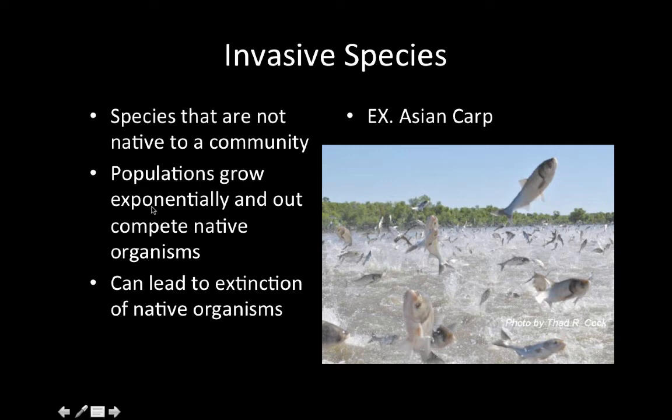Populations grow exponentially. They outcompete native organisms. They can lead to extinction of native organisms, which hurts biodiversity. So the Asian carp were brought in by catfish farmers to help clean out algae in their ponds because they eat a lot of different types of algae. So what happened is there was a big flood, and a bunch of these Asian carp got out, and they swam off into the tributaries and streams that connect to the Illinois River.